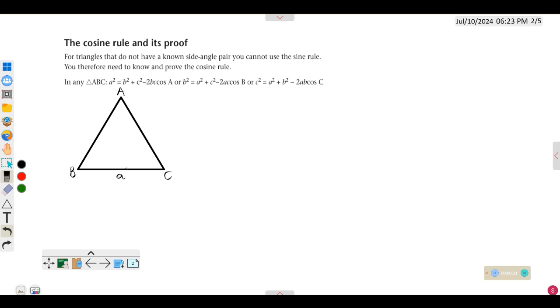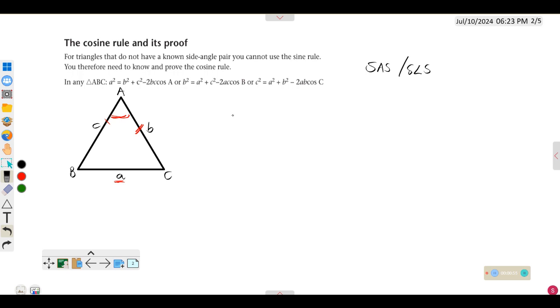Remember, this side is small a, the one opposite b is small b, the one opposite c is small c. This one works with side angle side. You always need a side, an angle, and a side in order to use the cosine rule. Which means if I'm looking for this side, which is a, I must have that side, that angle right there, and that side. So this is how you set it up.